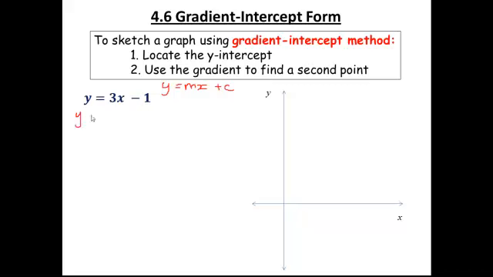That's quite easy, because the y-intercept, remember, is just c. So the y-intercept in this case is just at -1, so the point 0, -1. So I'm going to plot that on my graph. 0, -1 would be about here.